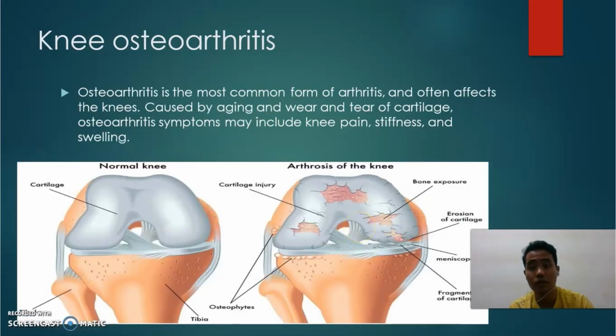Okay, knee osteoarthritis. Osteoarthritis is the most common form of arthritis, and it can affect the knee. It is caused by aging and wear and tear of the cartilage. Arthritis symptoms may include knee pain, stiffness, and swelling. In the figure, you can see the normal knee cartilage, and you can see the injured cartilage, the knee osteoarthritis.